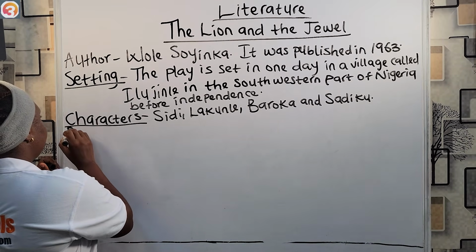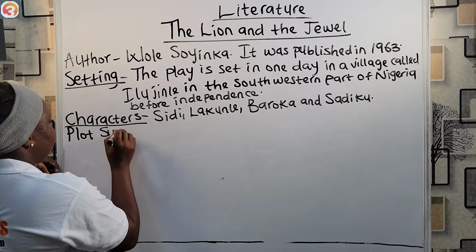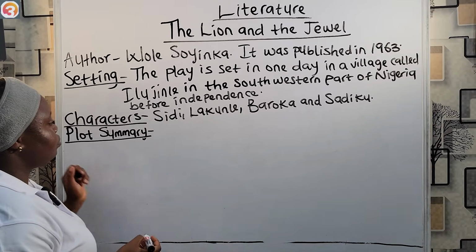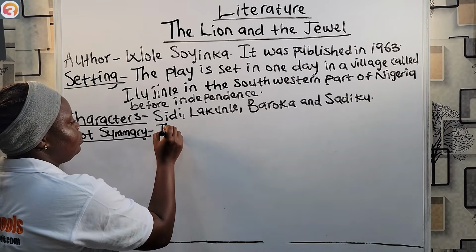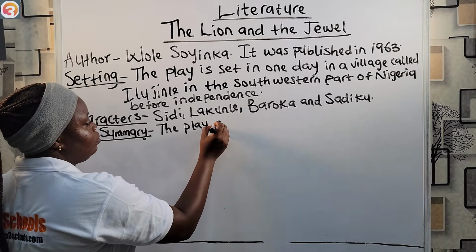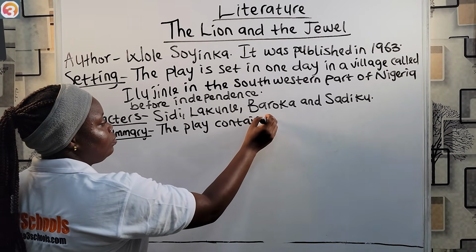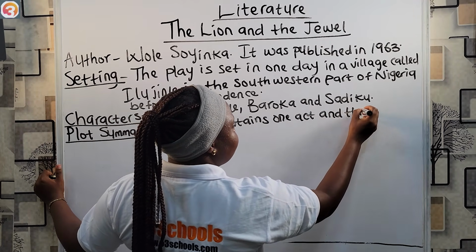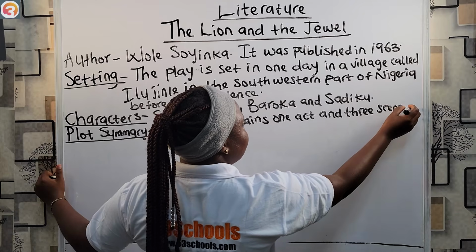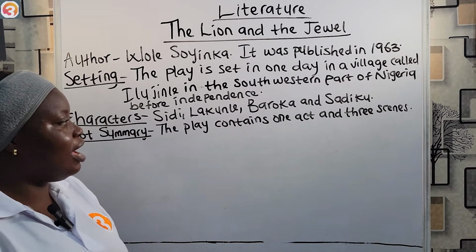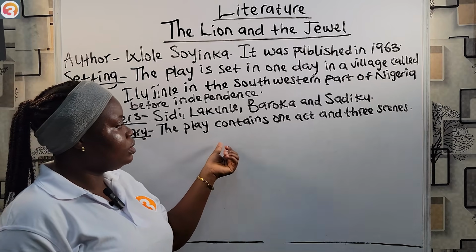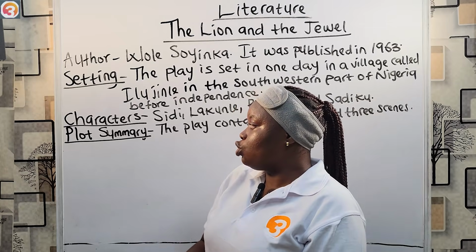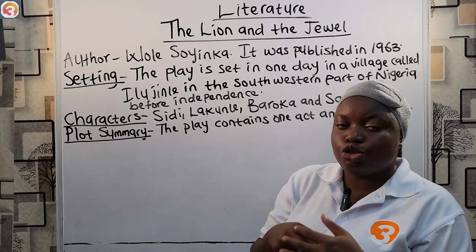Then we look at the plot summary. The play contains one act and 3 scenes. The scenes are morning, afternoon, night. Let's now look at a quick summary of The Lion and the Jewel.